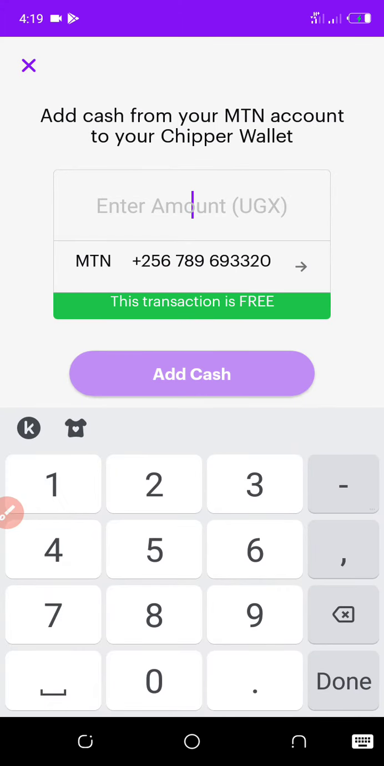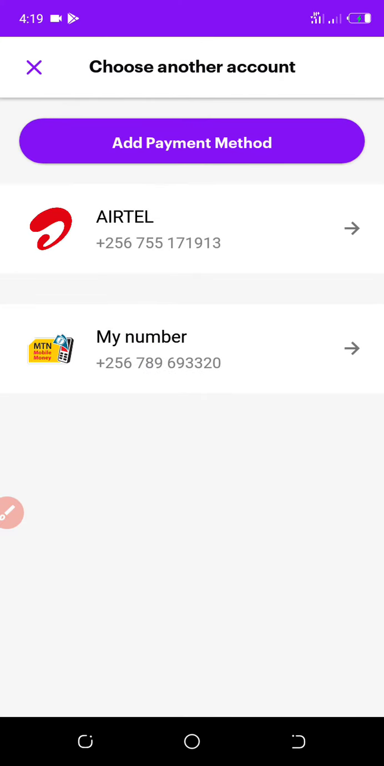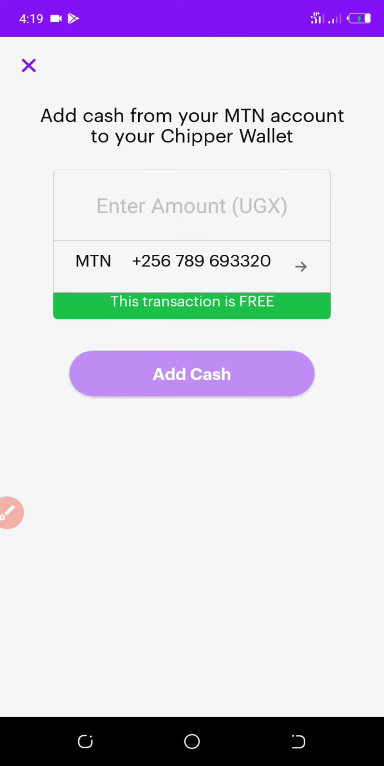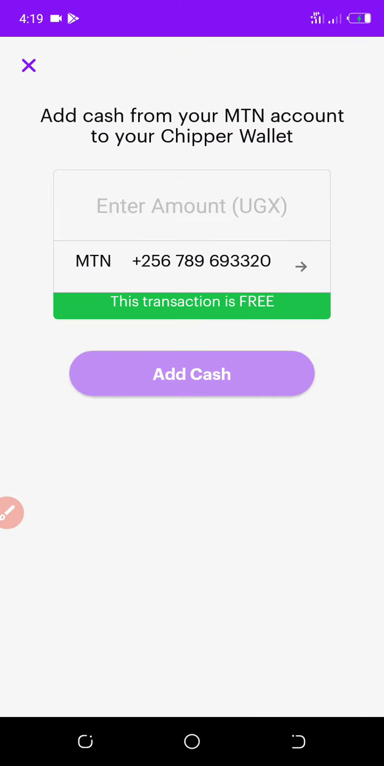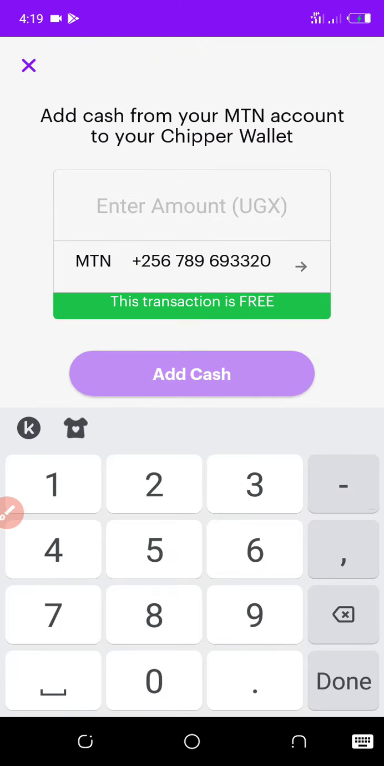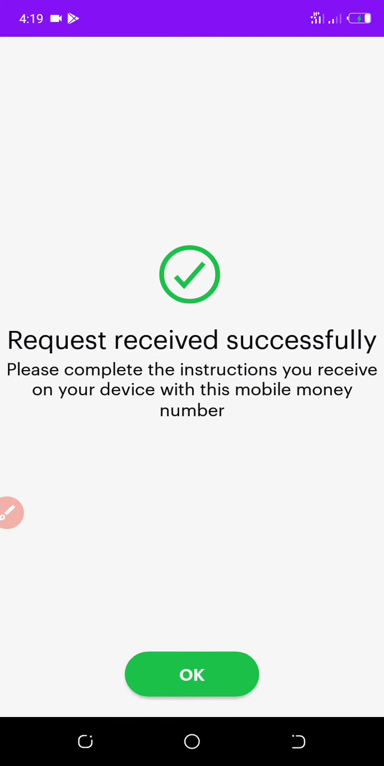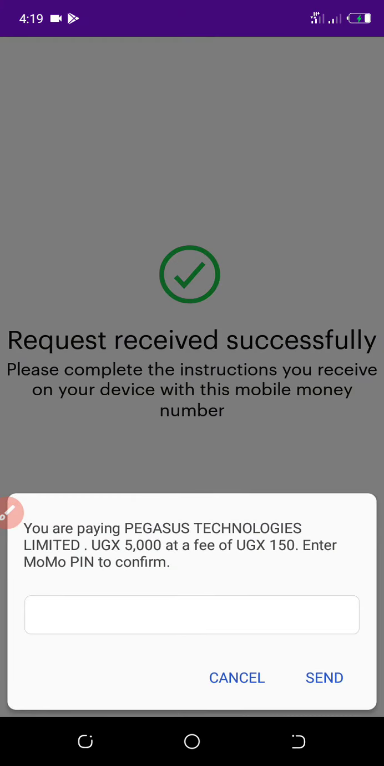then put your mobile money, MTN or Airtel. You can select from here. So I'm going to use MTN. That's my MTN number. Put the amount you want. Let me see, 5,000 just for showing. Then click on add UGX 5,000. As you can see, we are going to enter a pin now.